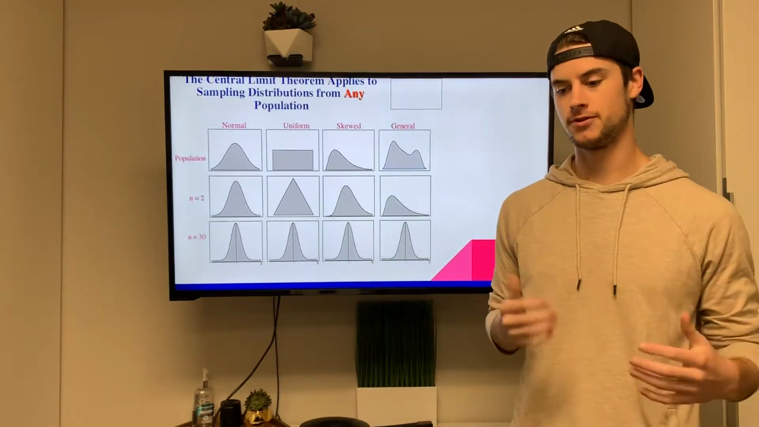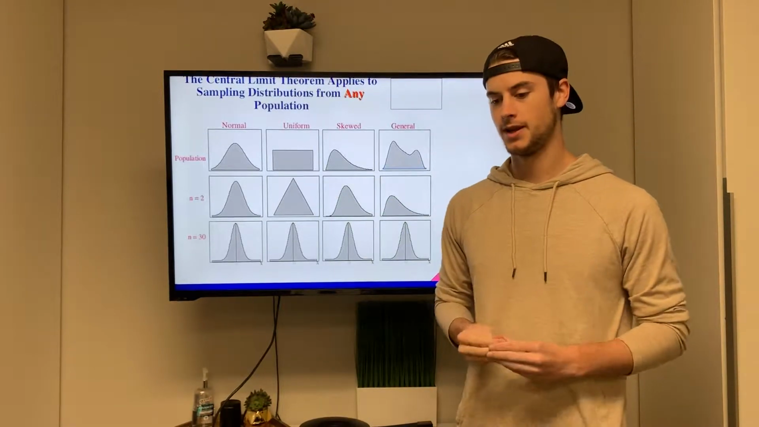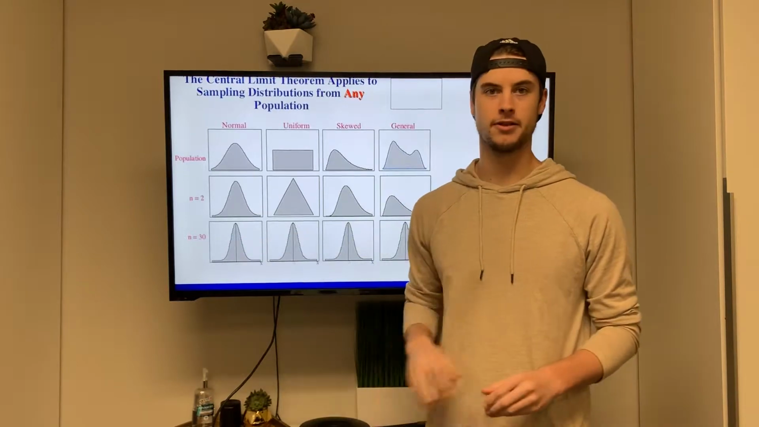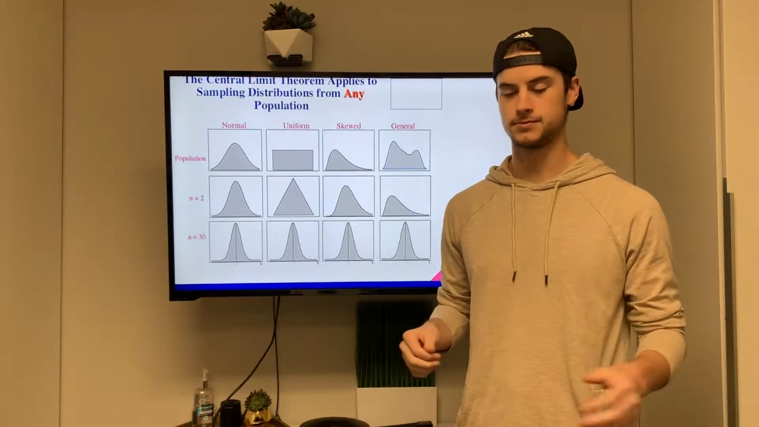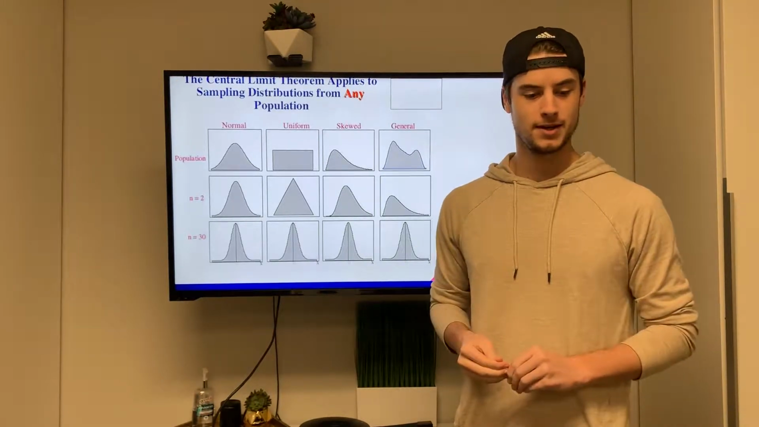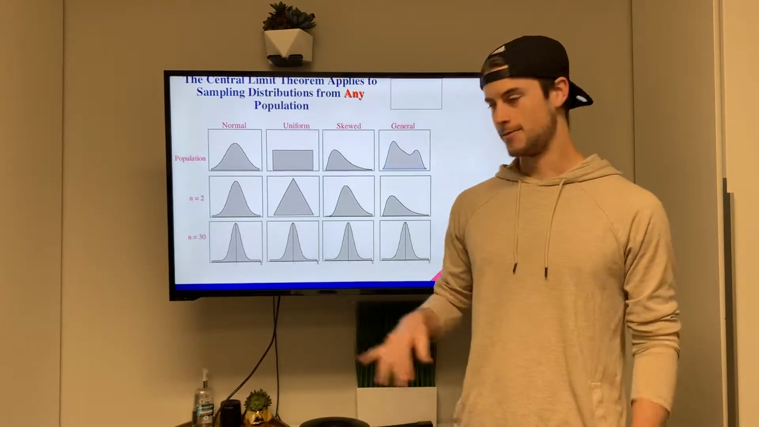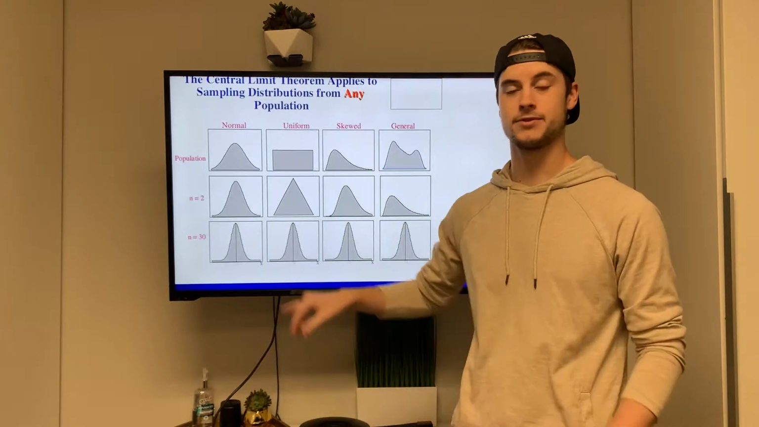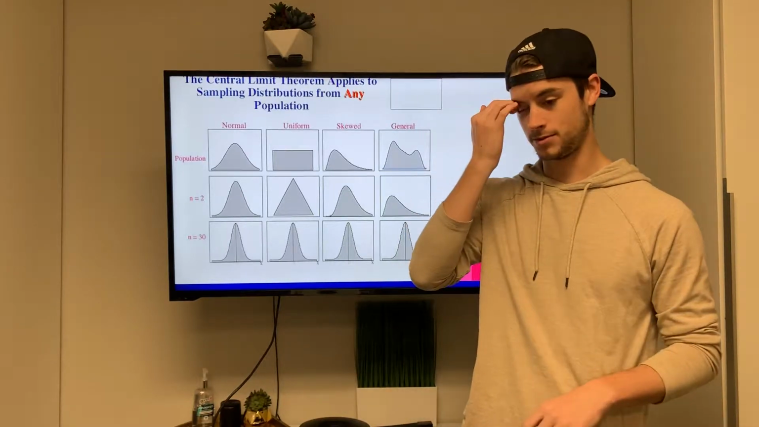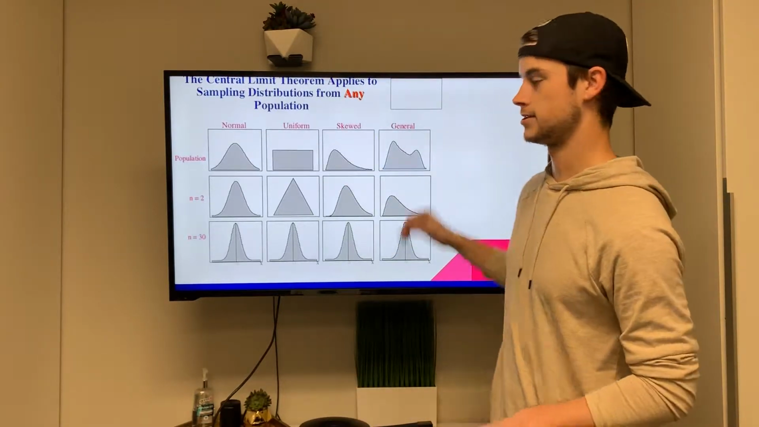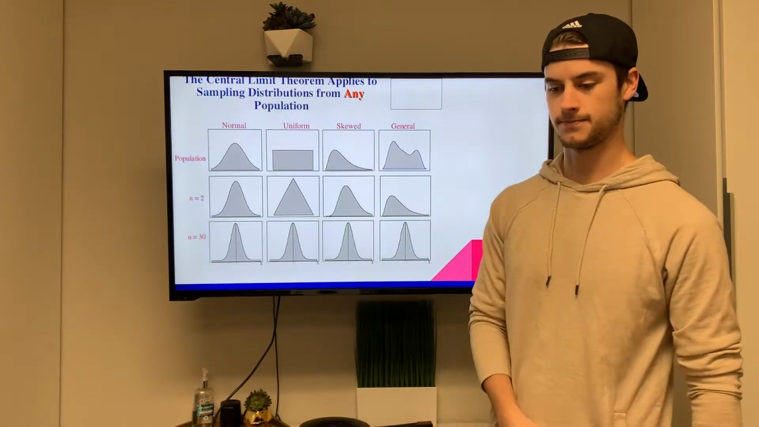For these kinds of population distributions, with any sample size greater than 30, we can pretty much assume a normal distribution for that sample. That's usually the rule of thumb. There's obviously always an exception to the rule, but 90 to 95% of the time, actually 100% of the time, if your sample size is greater than 30, we can assume a normal approximation for our sample. And that's for any population distribution, normal, uniform, skewed, or otherwise. That's really just what this is saying.